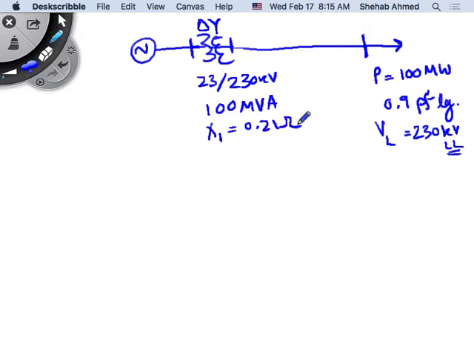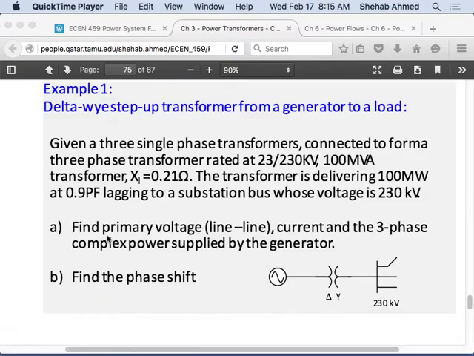Okay, so we sort of have everything given. However, yeah, I know this problem. So in this problem, what they're asking for is: find the primary voltage, line to line, current, and three-phase complex power supplied by the generator, and find the phase shift, I guess, of the generator's voltage or current. I'm not sure what they mean by find the phase shift, honestly. It's not very well written. Find the phase shift of what, right?